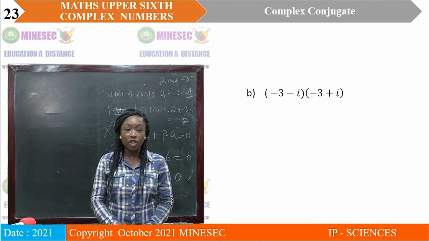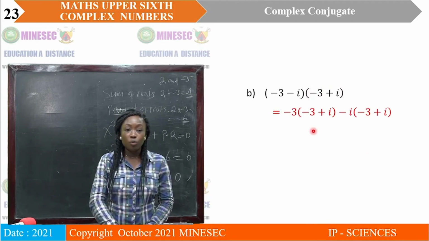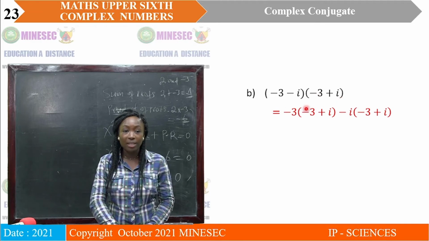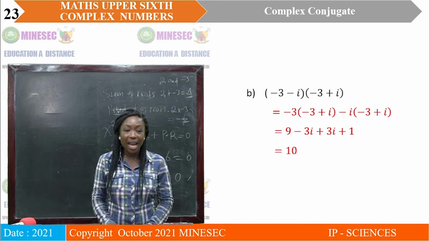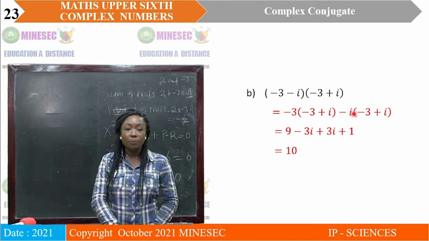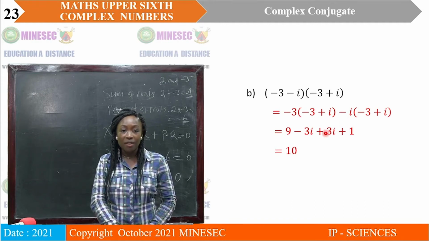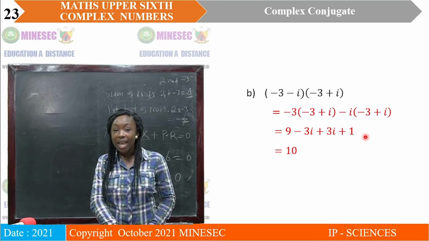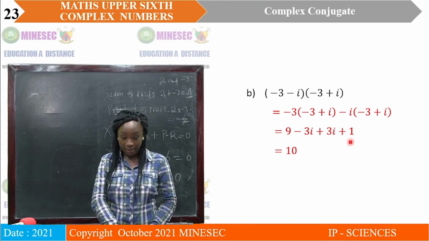The next multiplication, we distribute negative 3 times the second bracket and negative i times the second bracket. Opening the bracket, we're going to have 9 minus 3i plus, I hope you know why we have minus 3i here, because the sign of 3 here is negative. Negative times positive gives you negative 3i, plus 3i, because negative times negative gives positive 3i, and then negative i times positive i gives negative i squared, and i squared equal to negative 1.